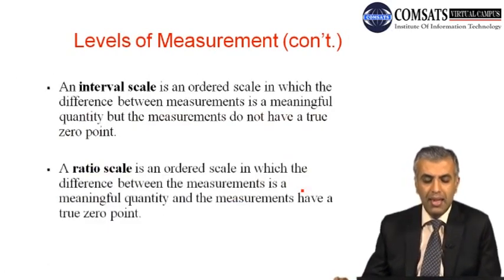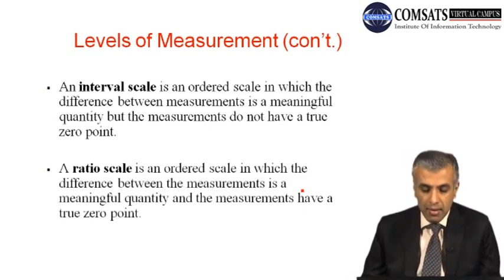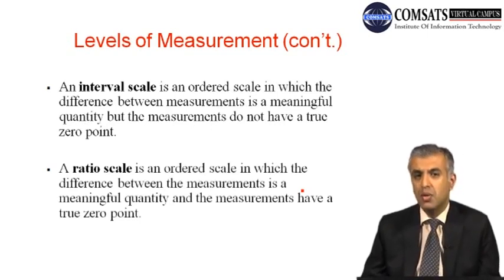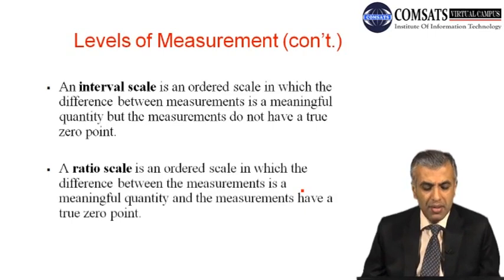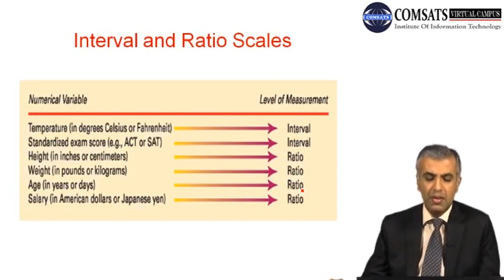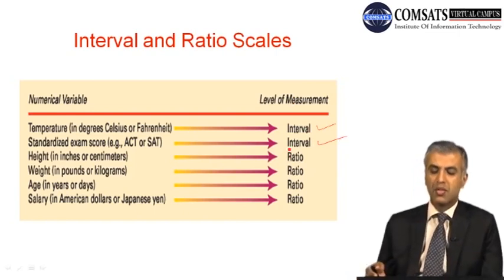Then we have the interval scale and ratio scale. In this case, we are presenting the measurements in a more meaningful way. But in the interval scale, these measurements don't have a true zero point, whereas in the ratio scale, these measurements do have a true zero point. That's why this is the scale which differentiates from the ordinal scale. Here we have various examples, and you can see that temperature is an example of an interval scale, standardized exam score is an interval scale, and the rest are ratio scales.